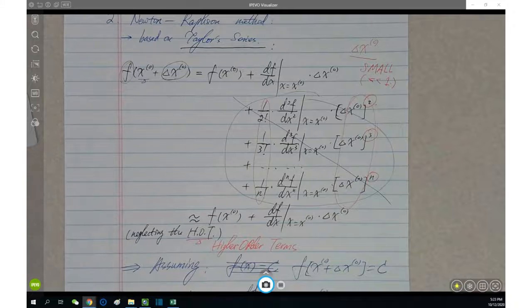That's why they're higher order terms. We want to brush them off.